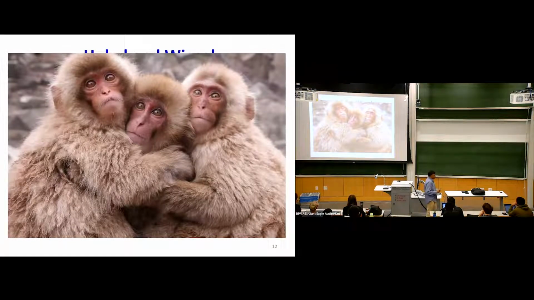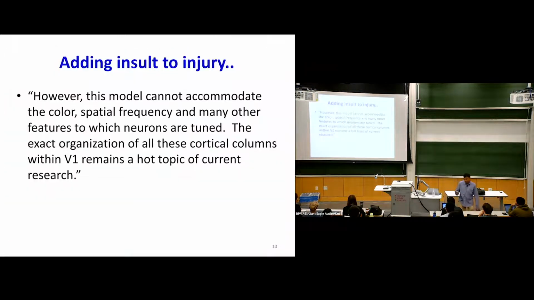We'll stop with cats. But anyway, that was the biological motivation. That's how they hypothesized the mammalian visual system worked. And of course, their work was incomplete. They said this model cannot accommodate color, spatial frequency, and many other features to which neurons are tuned. So the exact organization of these cortical columns remains a hot topic of current research, and it still does.